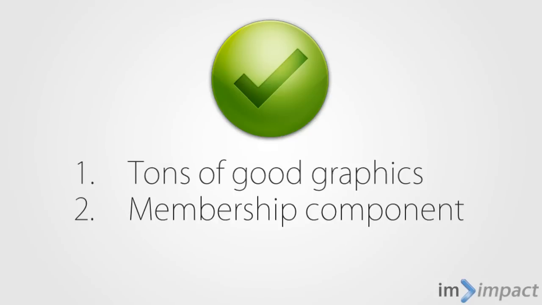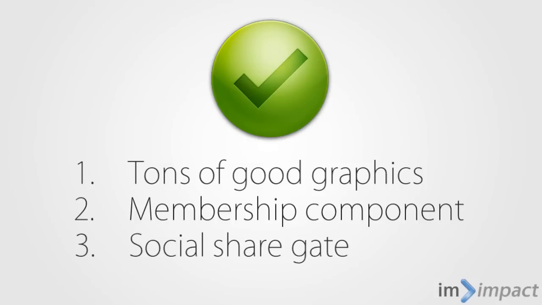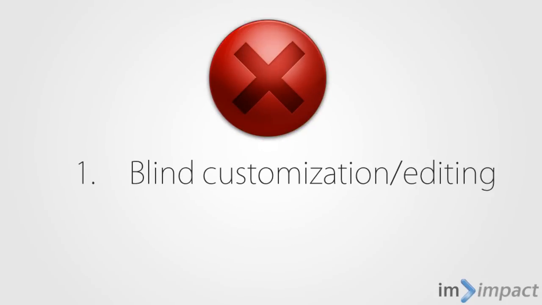You can create members that get access to your membership content, and you can integrate it with Aweber and MailChimp. So it's not great, but it's good to have. It's okay to start with. And the social share gate that I showed, I think that's quite a nice feature, and it's good that they included that. 3 things I don't like about Premise is the whole blind customization and blind editing.